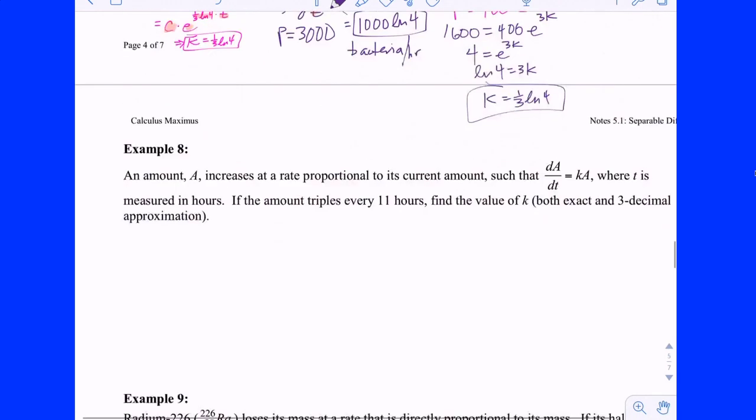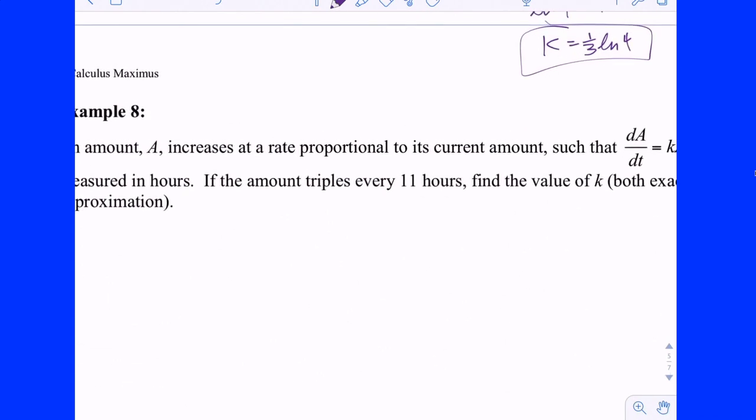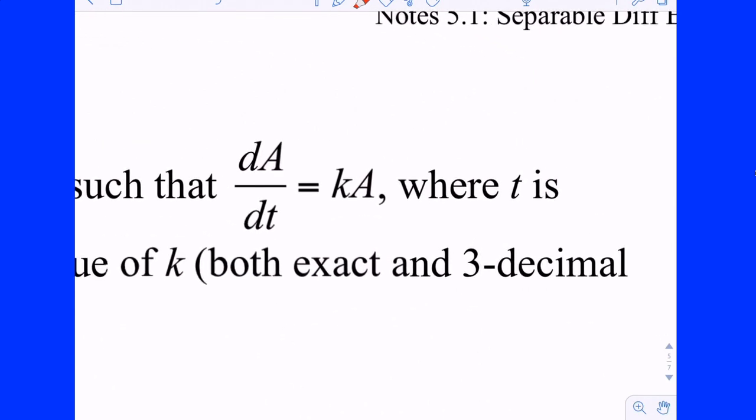Exponential growth or decay. Let's look at example 8. We've got time for this one, and then maybe we'll pass out the take-home test. An amount A increases at a rate proportional to its current amount. So there's a verbal description. We don't know what the amount is, but we know the more we have, the more we get. That means it's exponential, such that dA dt equals k times A.